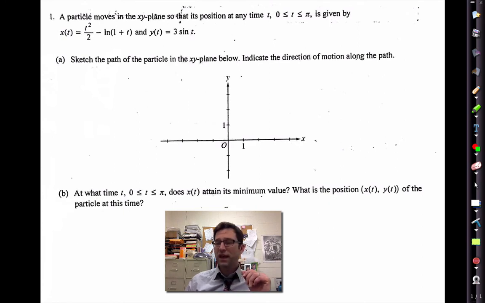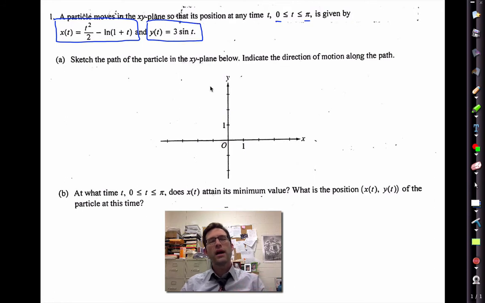A particle moves in the xy plane so that its position at any time t between 0 and pi, very important, is given by these two equations. Maybe a slightly more complicated one when it comes to the x-coordinate, and an easier one when it comes to the y-coordinate. Now letter A is very, very simple. It just says sketch the path of the particle in the xy plane below.